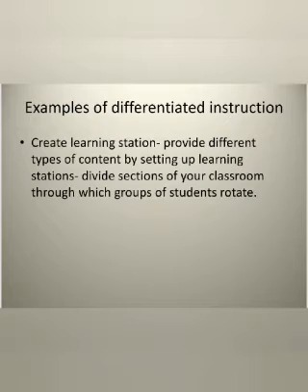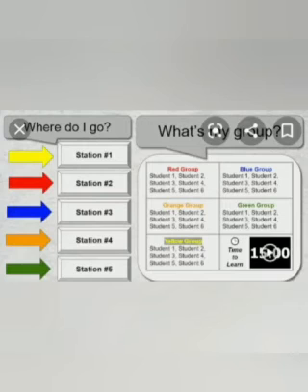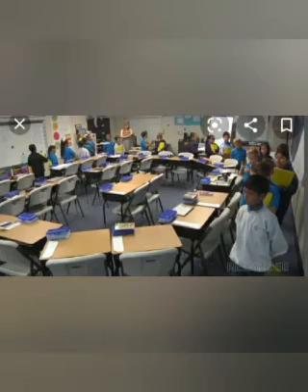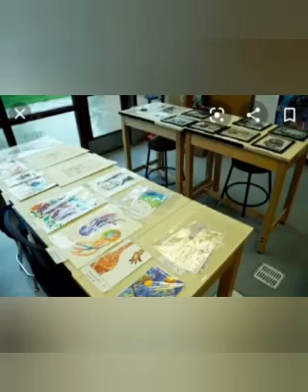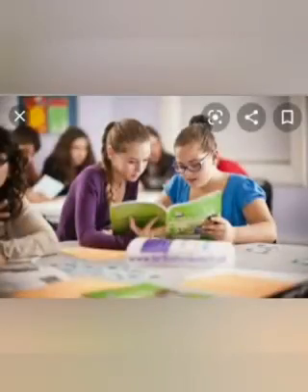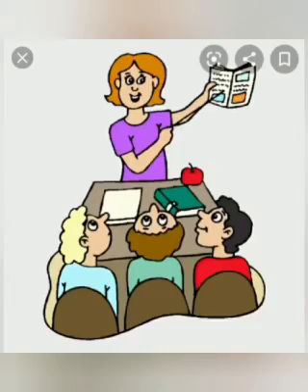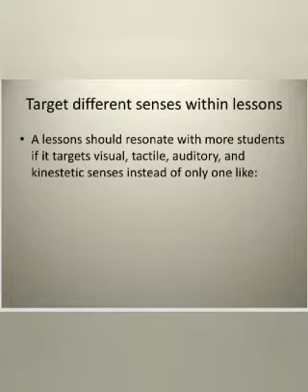Provide different types of content by setting up learning stations. Divide sections of your classroom through which groups of students rotate. You can facilitate this with a flexible seating plan. For example, students can rotate between stations that involve watching a video, creating artwork, reading an article, completing puzzles, and listening to your teacher. Second one is to target different senses within lessons.